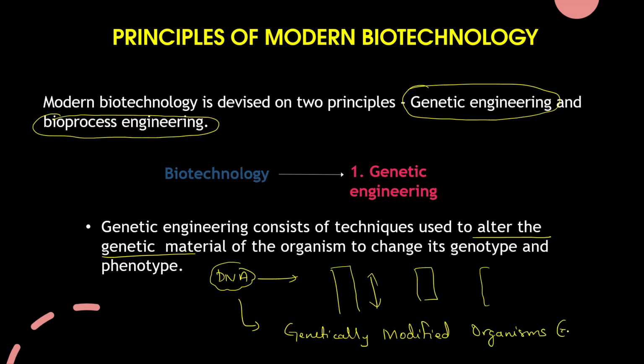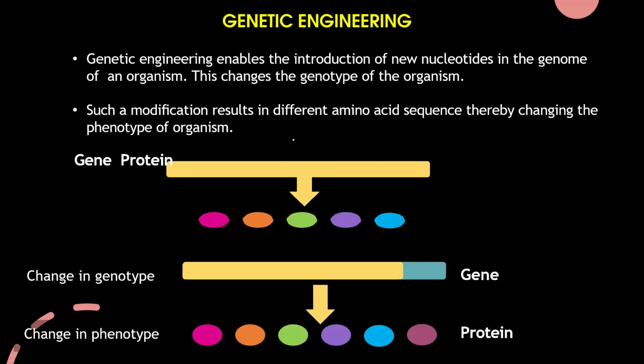So everyone write down this definition. What is the meaning of genetic engineering? Write down this definition: it is the technique that alters the genetic material of the organism, which will change the genotype and phenotype of the organism. Please write down this definition. So let's see how we do it.